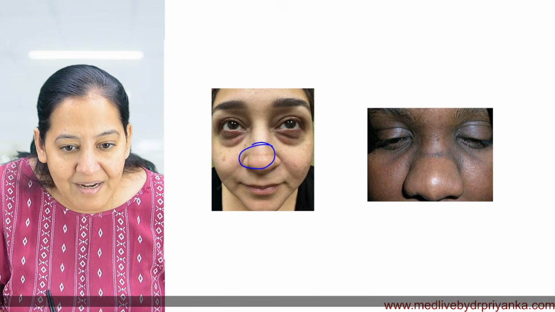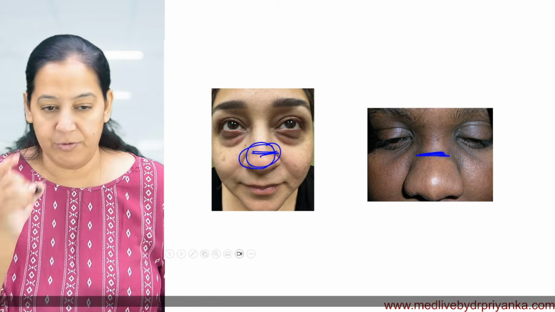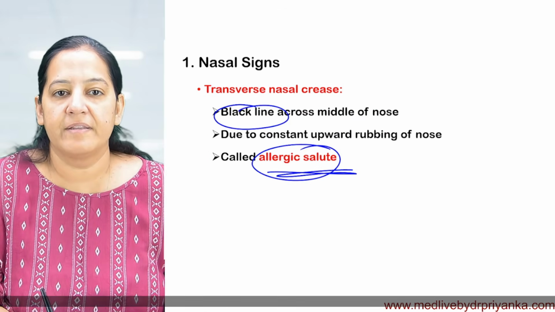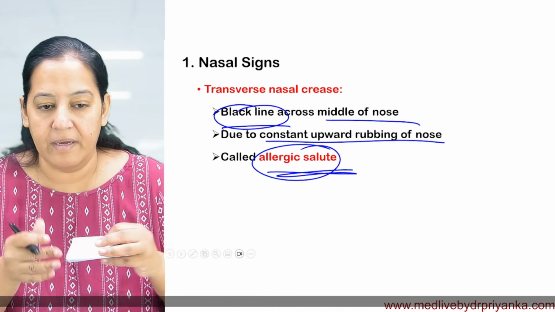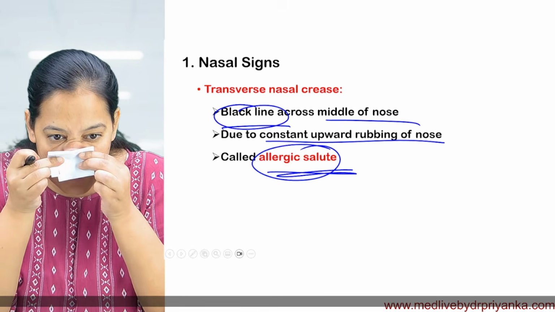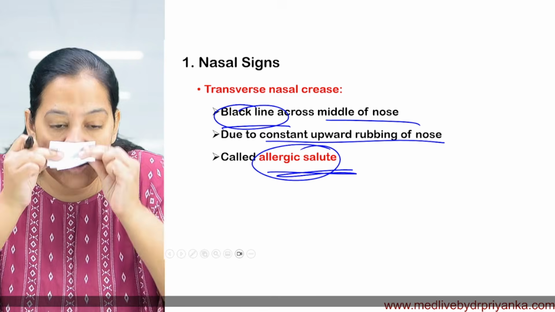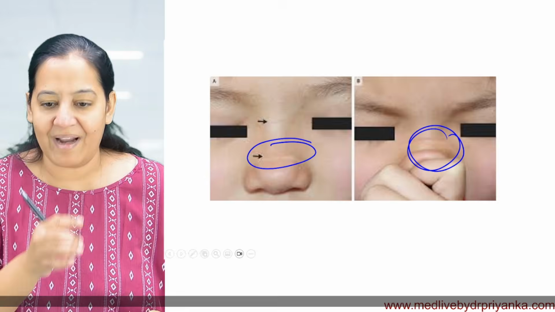You can appreciate the allergic salute over here. Can you see this line? You can see this black line. It is allergic salute. So in the nose, it is allergic salute. You can see the black line along the middle of the nose because of constant upward rubbing. Because the secretions are coming, to clean them with a handkerchief or tissue paper, the patient will do like this. Constant upward raising or rubbing of the nose will create a crease or black line over there.